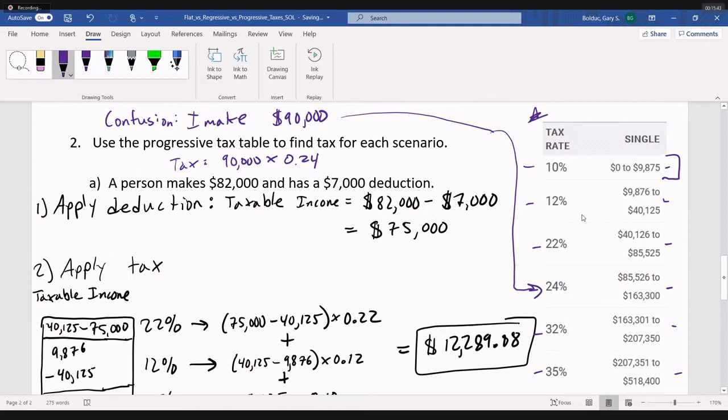Then you look at how much money you have left, and that fills up all of this bracket, or at least some of it. Take that money, tax me 12% on that. Okay, awesome. If you had money going all the way up to $40,125, if you have more than that, that means your money that hasn't been taxed yet falls into this bracket and gets hit with 22%. If you made even more than $85,525, the amount you made more now falls into this bracket. And it just keeps going like that until you're out of money that's been taxed.